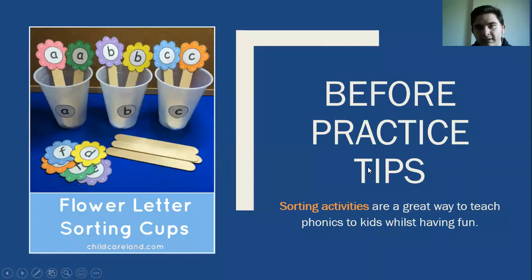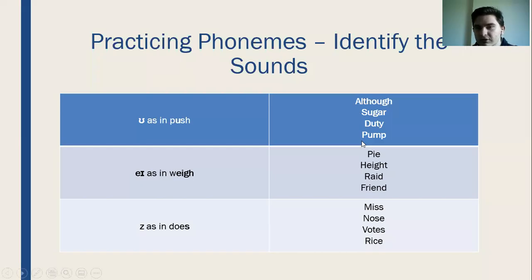Another great technique you can use is sorting activities. They are great for making a connection between letters and sounds. As you can see from the image on the left here, there are cups named A, B, C, and there are sticks, and at the very end there are little flower petals that have A, B, and C on them. So kids can try to sort these out. This is a bit more explicit way of teaching, but it's still a very great way of teaching. So these were the tips.